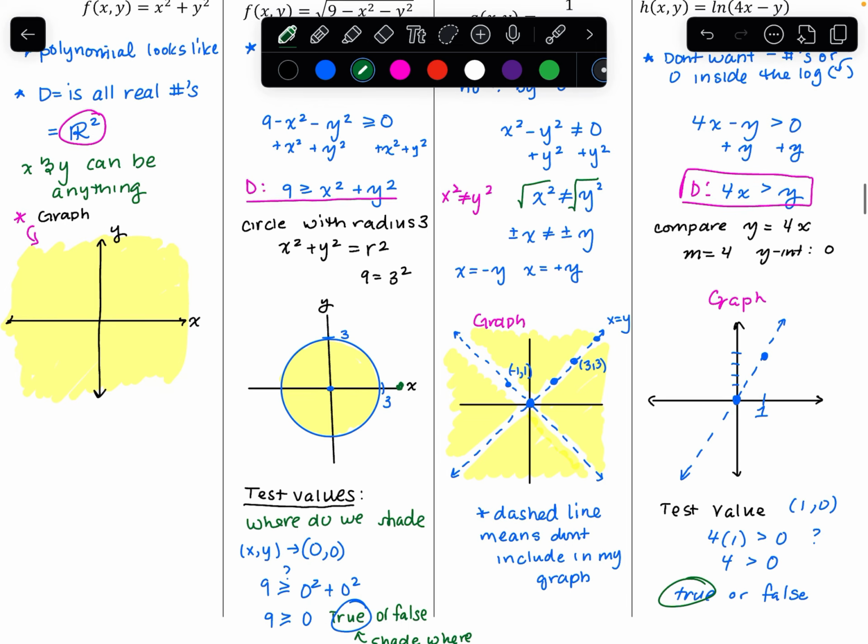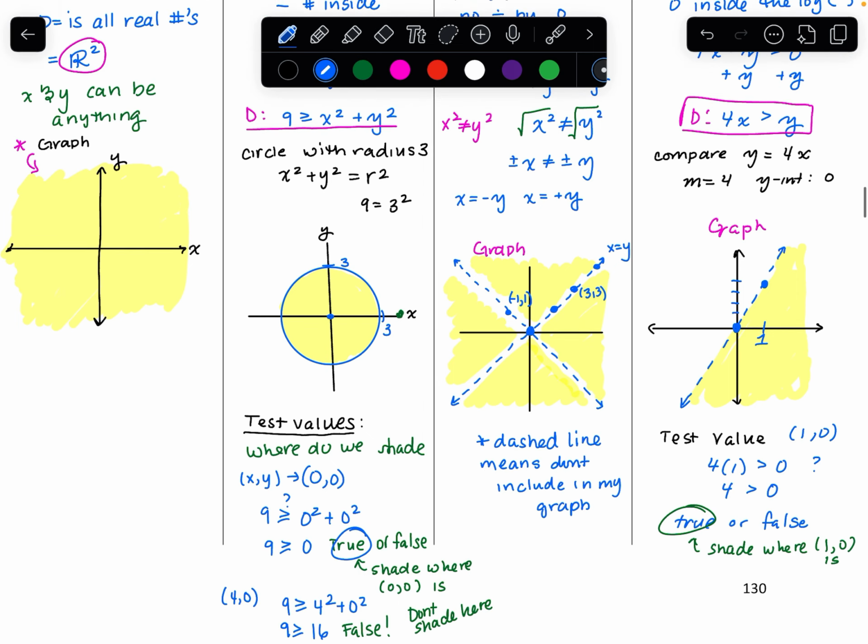Right? So that tells me shade over there. Shade where 1, 0 is. Thanks to continuity, I get to shade the whole area. Well, as far as I can shade. I mean, you can play around with different values and you can convince yourself should you want to.